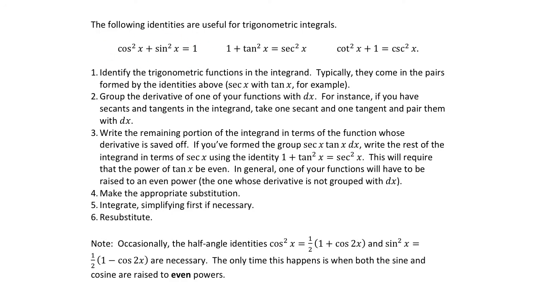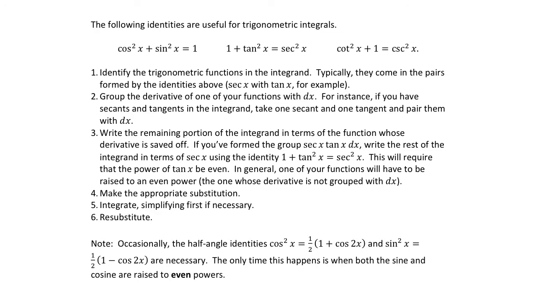So once again, identify the trig functions that are in the integrand. Often they come in pairs: sines and cosines, tangents and secants, cotangents and cosecants. So identify those. Group the derivative of one of the functions, whether it's the derivative of the cosine or the derivative of the sine, whatever it is, pair that up with dx. So in the example here, if you have secants and tangents, maybe take a secant and a tangent and replace it with the dx, because the derivative of the secant is the secant of x times the tangent of x.